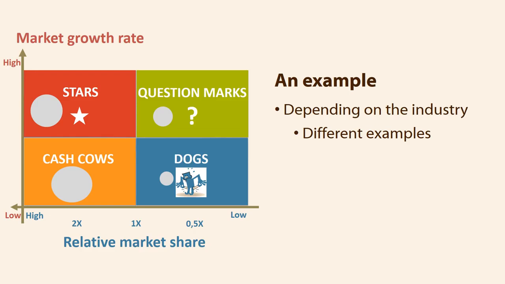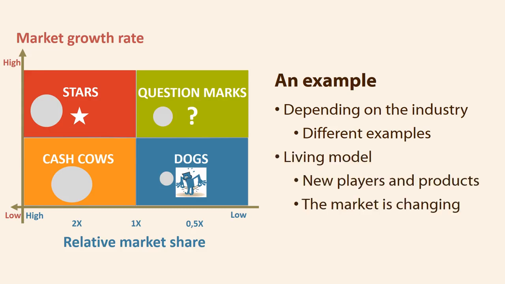Depending on the industry you are a part of, the examples will be different from the four mentioned here. It is a living model, so the positions are continuously shifting. There are new players in the field with new products. It also happens that the market is changing radically and old products are coming back. You must continuously update your model to make optimal use of it.